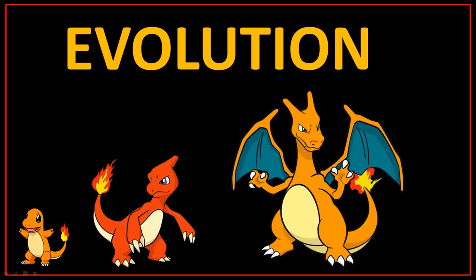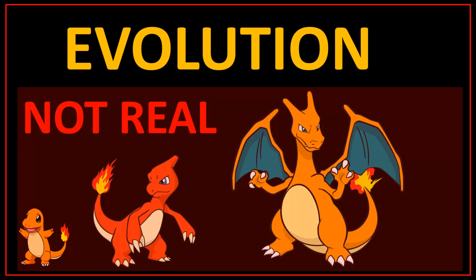Let's talk about evolution. As any Pokemon master would know, Charmander evolves into Charmeleon at level 16, and Charmeleon evolves into Charizard at level 36, and unfortunately, that kind of evolution isn't actually real. So I guess we'll have to talk about the slightly more complicated topic of natural selection.